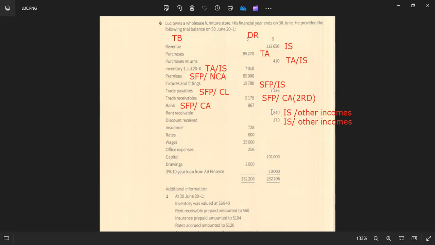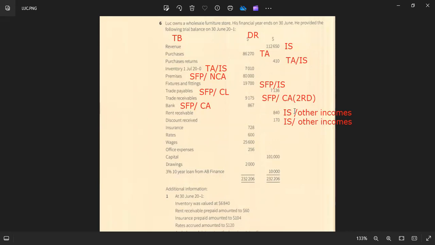So remember, rent received means we are letting out a certain building and we are receiving rentals at the end of the month. So we call it other income. So it's called the rent receivable. It means we are likely to receive that rent at the end of the accounting period, 30 June 2021. Is that fine?